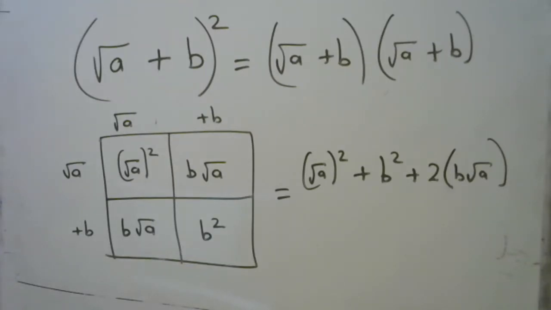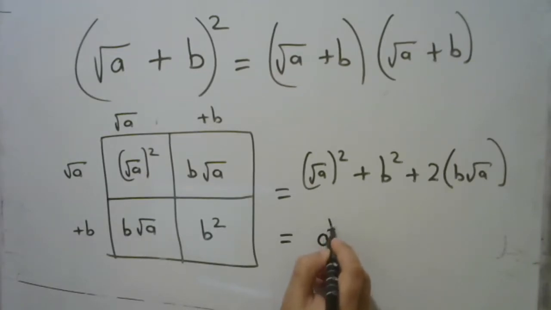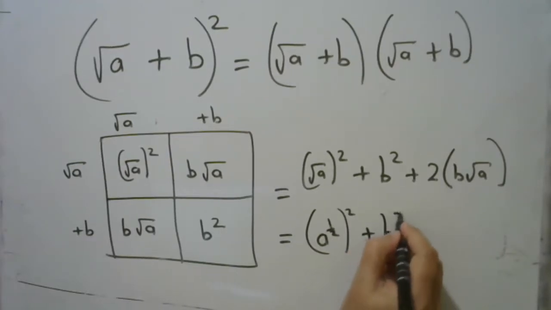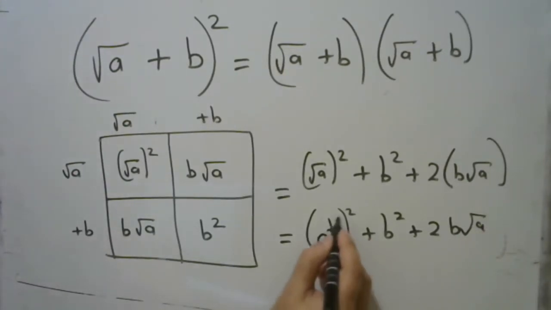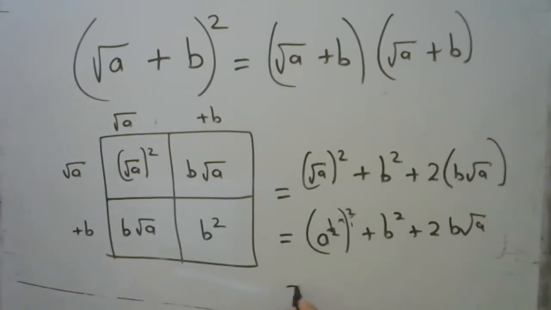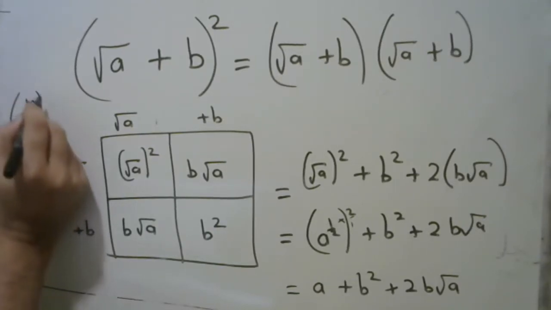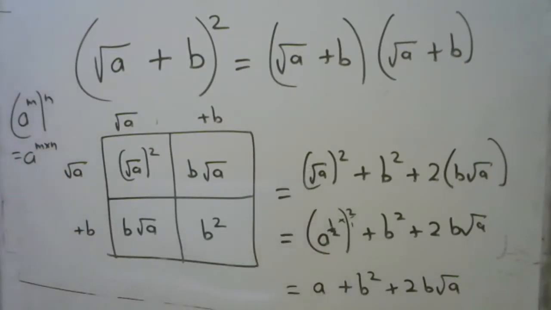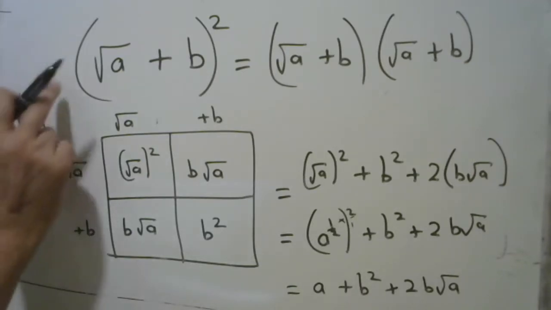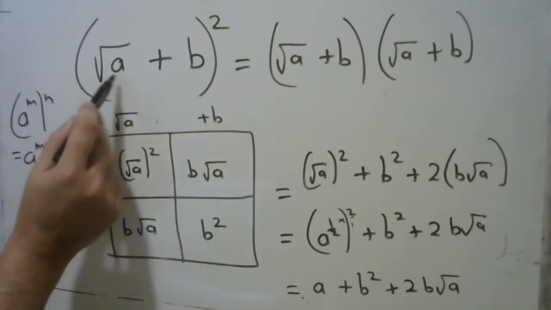Right? Now, what is root a? The root of a can be expressed as a to the half, squared, plus b squared plus 2b root a. But this is going to cancel here, right? You could see that. So this becomes a plus b squared plus 2b root a. From the rule, a to the m to the n is equal to a to the m multiplied by n. The half, which is a to the half, is really the square root of a, times this 2. The 2 and 2 are going to cancel, and you're going to get a. So this is going to be the expansion of root a plus b all squared.